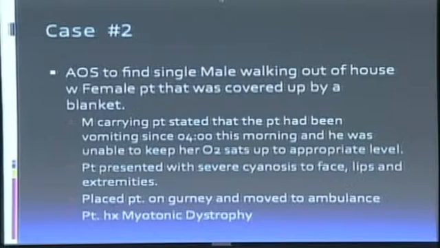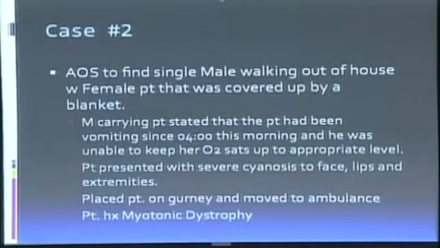So this is case number 2. The crew arrived on scene to find a man carrying the patient, who is a very small 20-year-old female with a history of myotonic dystrophy. The man who was carrying the patient said that she'd been vomiting since about 4 in the morning.